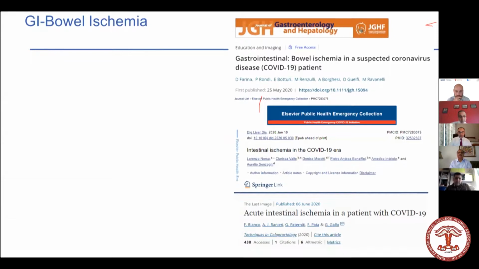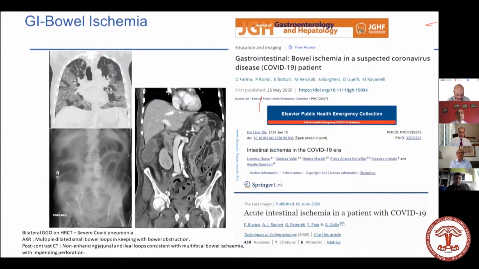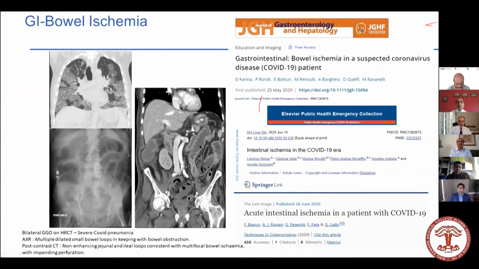Next is GI. There have been some COVID presentations with bowel ischemia. You can see on the right, one of our patients, you can see the CT on the top, quite severe disease, and then he presented. This is a young lad who presented with multiple small bowel loops. You can see on the abdominal X-ray impending bowel obstruction, and then we did the CT, which showed non-enhancing jejunal and ileal loops, consistent with multifocal bowel ischemia with impending perforations. This patient was rushed to laparotomy, and is still in our ICU post-surgery.